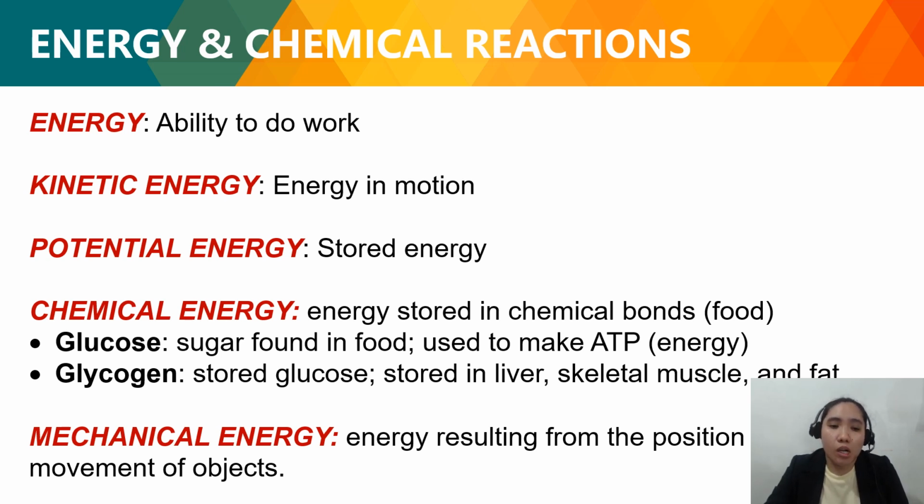So first, these are actually the sources of energy in our body. You have your glucose, which is the sugar found in food. It is used to make ATP, or the energy currency of your cell. And then you also have your glycogen, which is stored glucose. They are stored in the liver, the skeletal muscles, and your fats. And then you also have your mechanical energy. This is the energy resulting from the position and movement of objects.